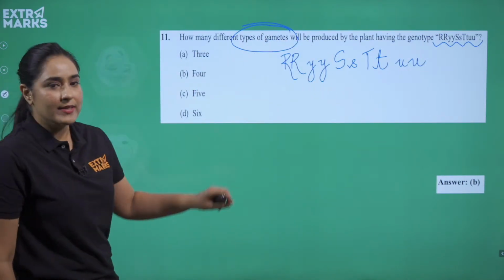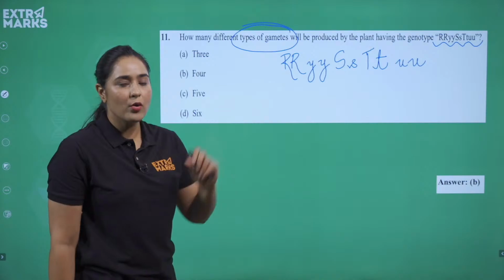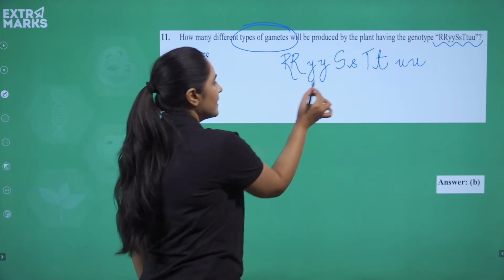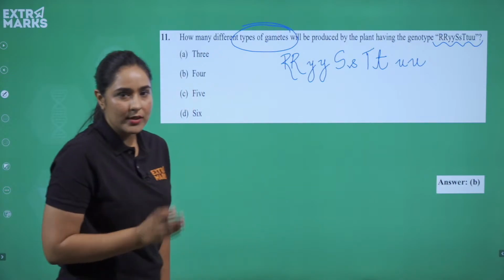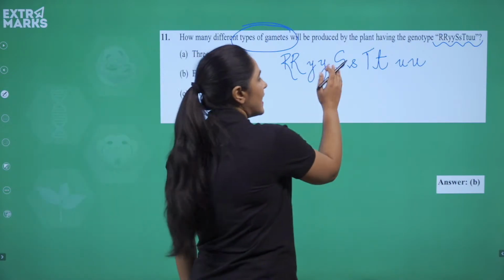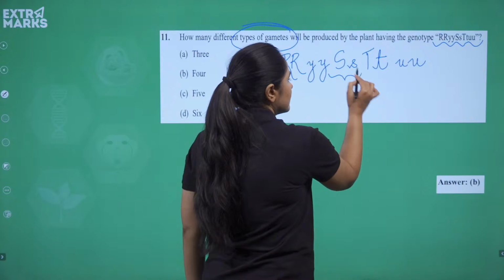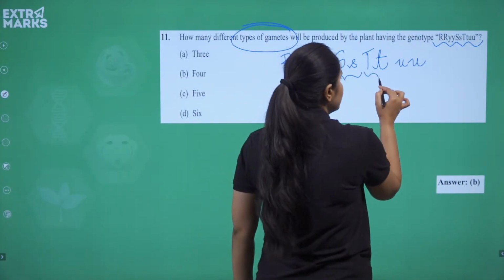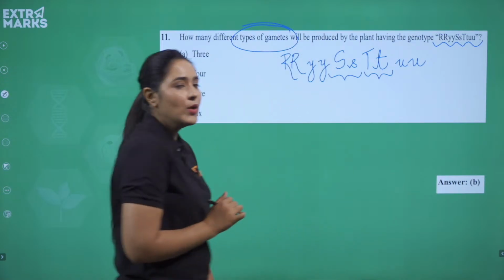See here students, it is having both the alleles, they are same here. Small y, both the alleles, they are same here. Capital S and small s, it is heterozygous here. And capital T, small t, it is also heterozygous.